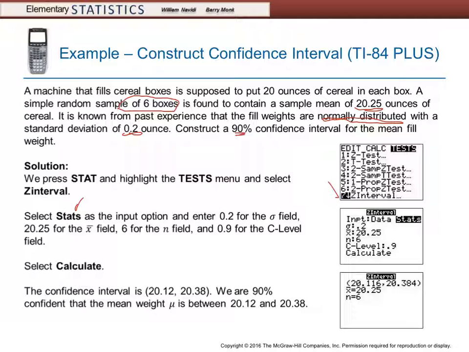We enter 0.2 for sigma. We enter 20.25 for x bar. We enter 6 for the sample size n. And our confidence level, we enter in 0.9. We hit calculate, and then guess what? We get the answer. We get a lower bound. Here is our lower bound of 20.12 ounces, and the upper bound is 20.38 ounces.